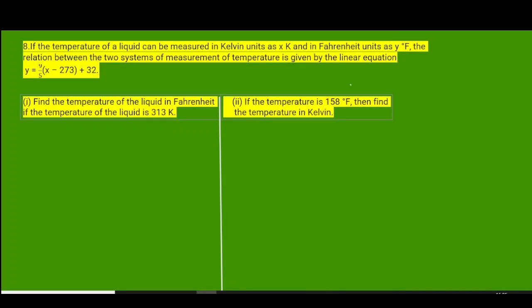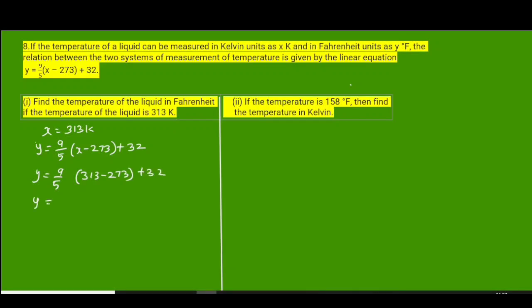First subdivision: find the temperature of the liquid in Fahrenheit if the temperature of the liquid is 313 Kelvin. That is given, x = 313 Kelvin. The given linear relation is y = 9/5 (x - 273) + 32. Now replace x and find the Fahrenheit. So y = 9/5 into (313 - 273) + 32.